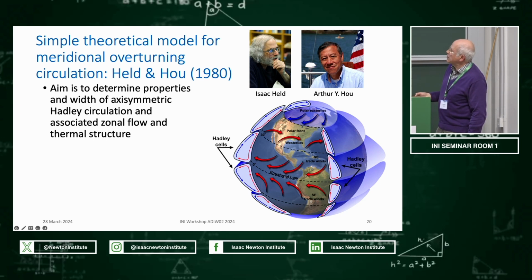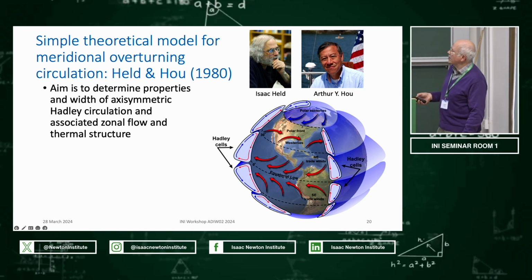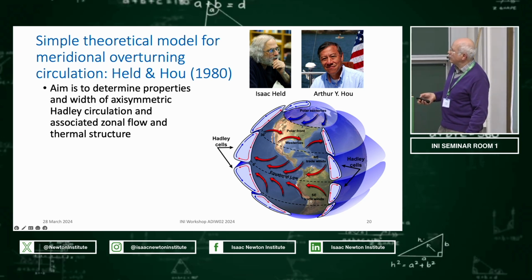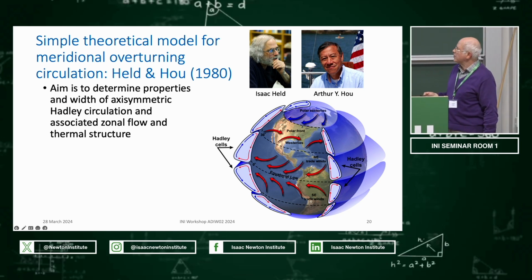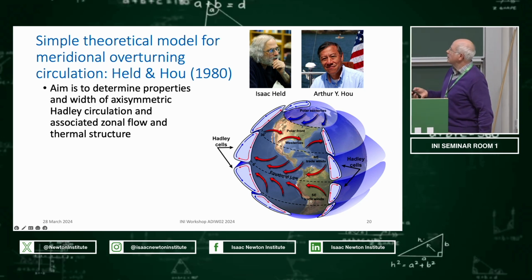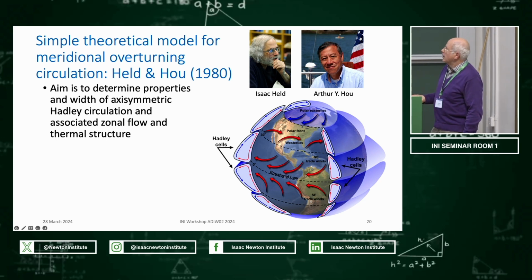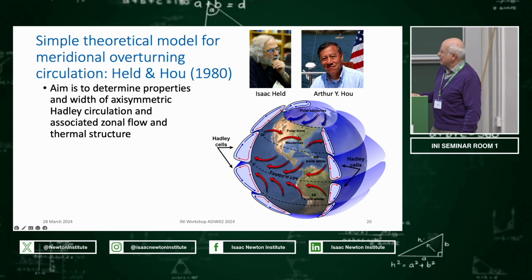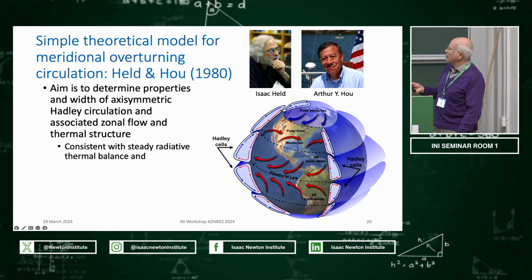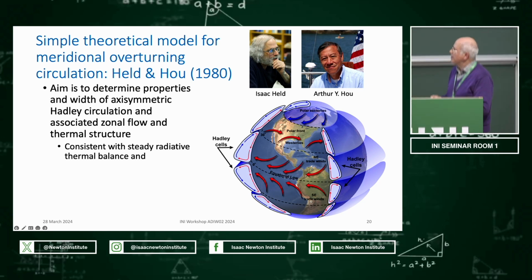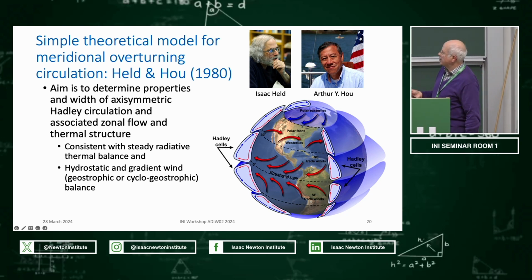So the aim here is to determine the properties and the width of an axisymmetric Hadley circulation. That Hadley circulation is the low latitude thermally direct overturning circulation that is directly driven by the differential heating, the differential absorption of sunlight and the infrared cooling of the atmosphere. So we're looking for a steady axisymmetric circulation that's consistent with steady radiative thermal balance, and is also in hydrostatic and gradient wind balance.